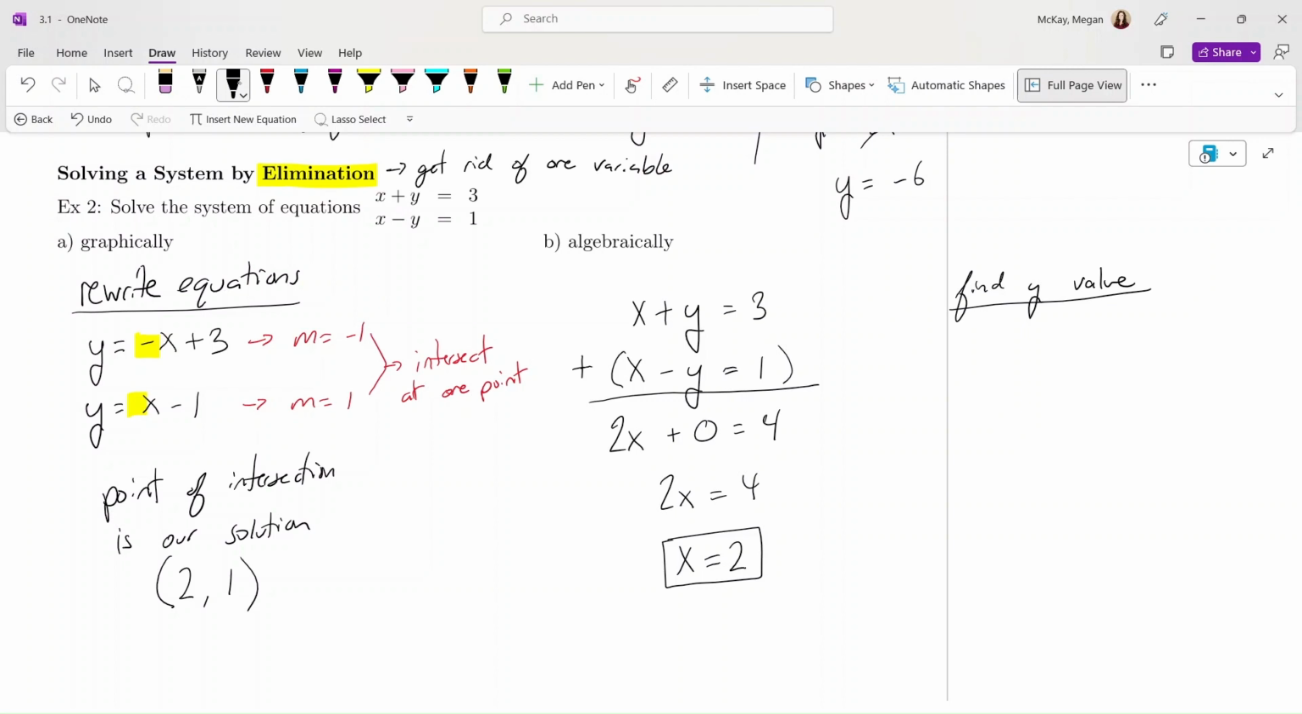So let's just choose the top equation. X plus y is equal to 3. If x is 2, plus y is equal to 3, we'll subtract 2 from both sides and get y is equal to 1. That tells us that our final answer is the point when x is 2, y is 1.